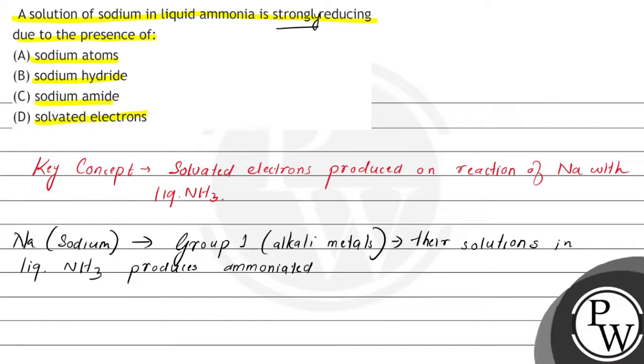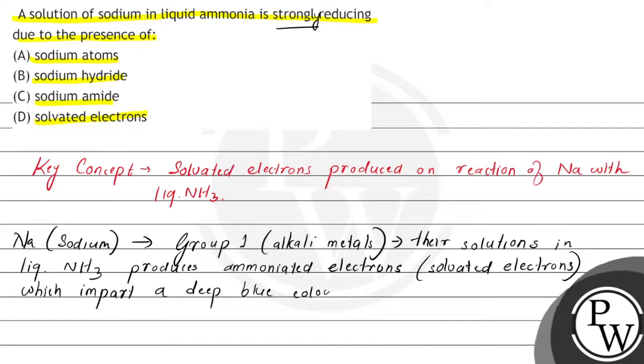Ammoniated electrons का मतलब है electrons which are solvated in ammonia. इन ammoniated electrons को हम solvated electrons भी कह सकते हैं. जब alkali metals का solutions हम बनाते हैं liquid ammonia में, then they produce ammoniated electrons or solvated electrons, and these electrons impart a deep blue color to the solution.